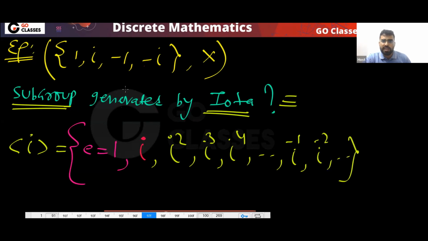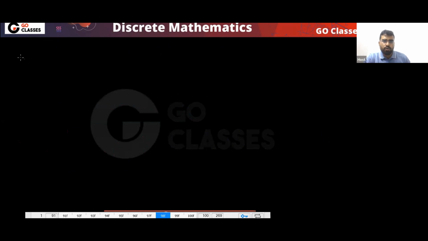Can I say this will be infinite? No, no, many of them are the same. If you notice, the subgroup generated by iota will be the identity element, iota, and iota square is minus 1.